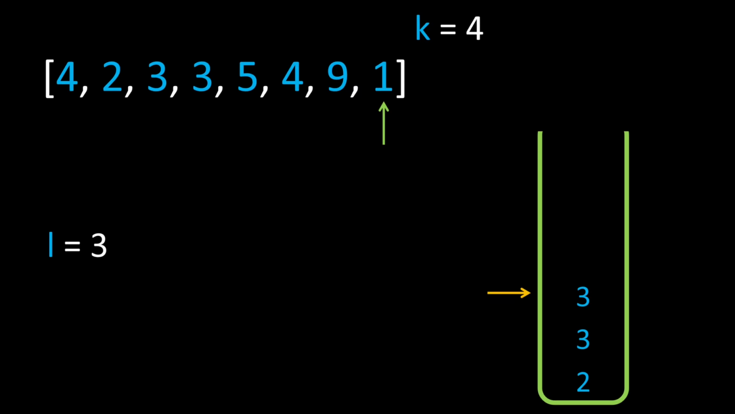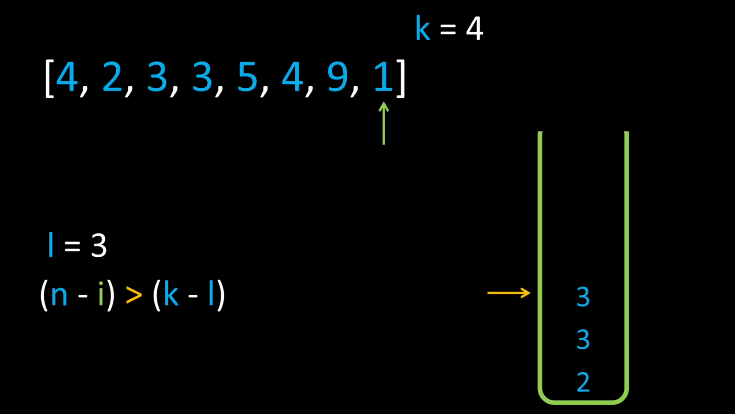Remember, we need to get a subsequence of size 4. Since 1 is the last element of the array, if we have less than 3 elements in the subsequence right now, we will not be able to get a subsequence of size 4. In general, we are only allowed to pop from the stack if n minus i is greater than k minus l. Here n is the size of the given array and i is the current index we are at. The index i is 0 based.